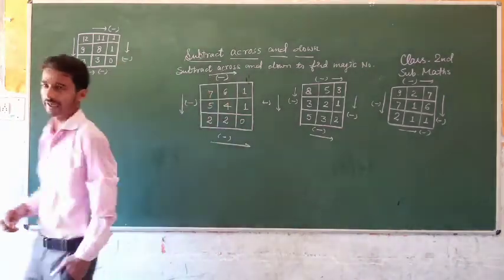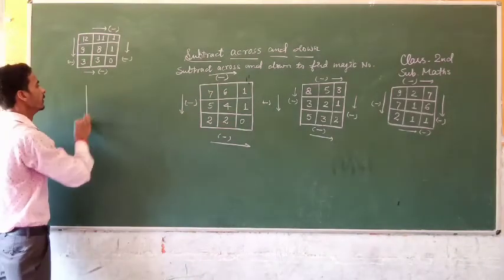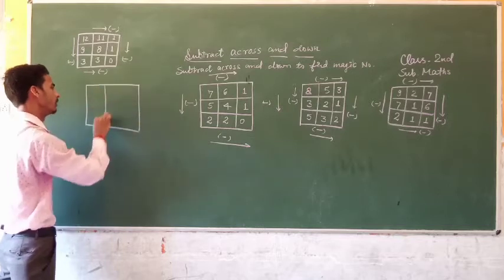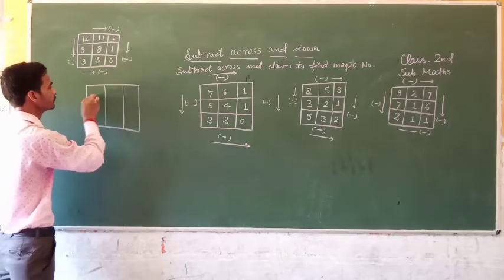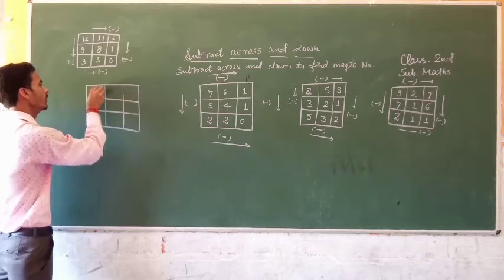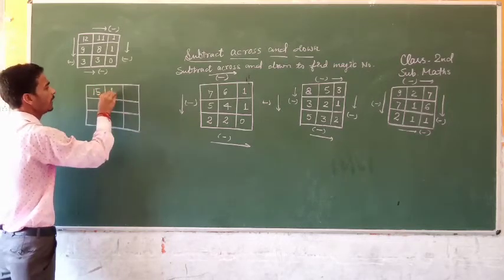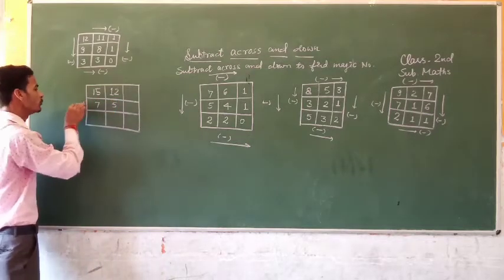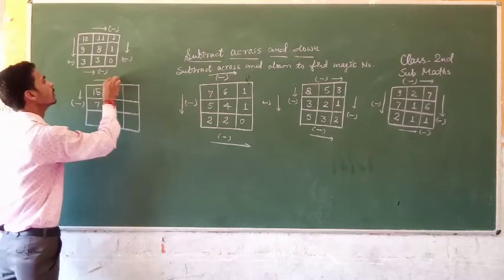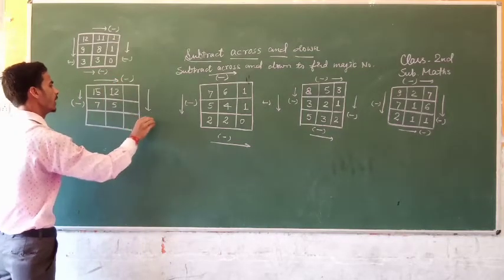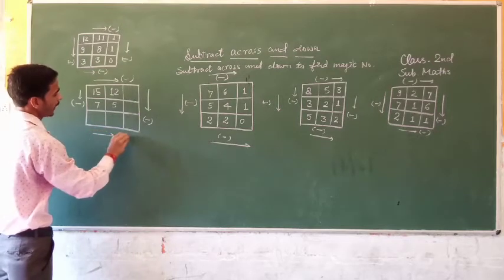It's okay? Let's take another example. There is a grid. And the numbers are some greater numbers. There is 12, there is 5, and there is 7. You have to subtract across and down. Now we will subtract it.